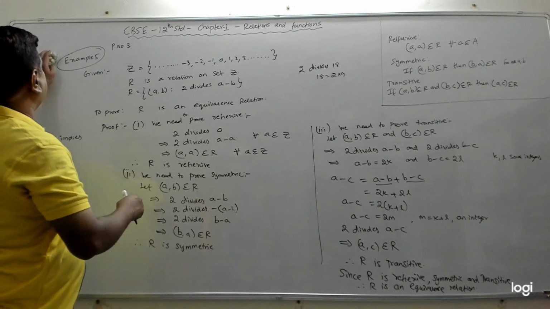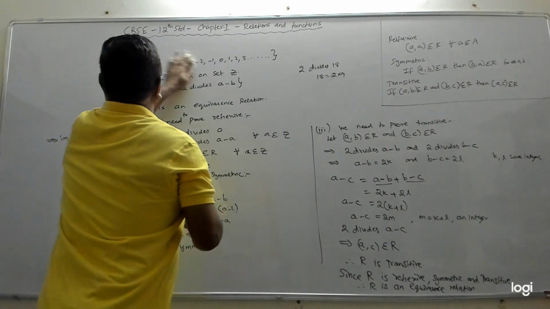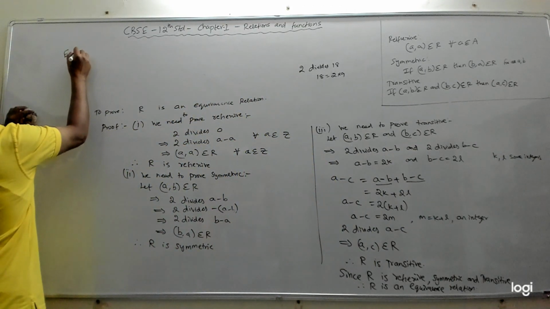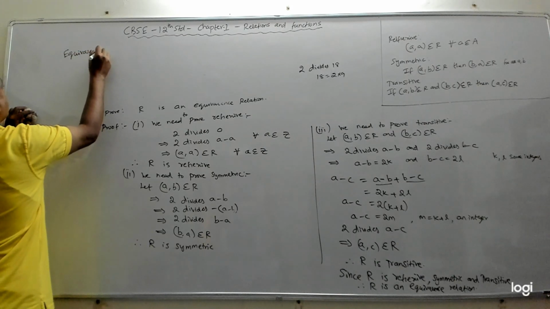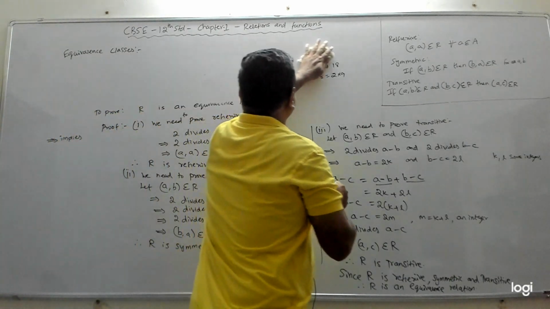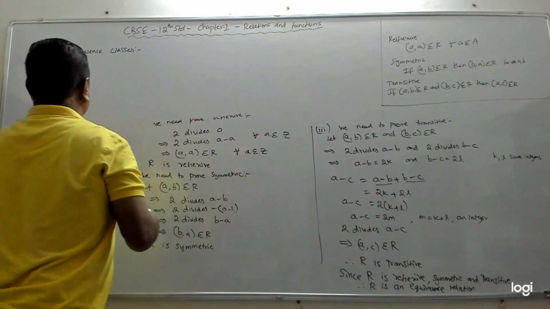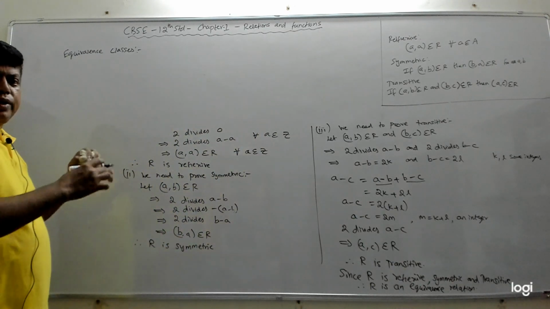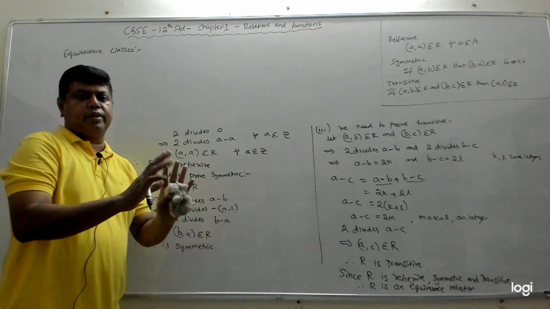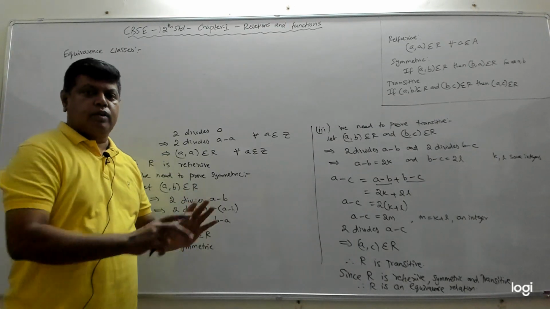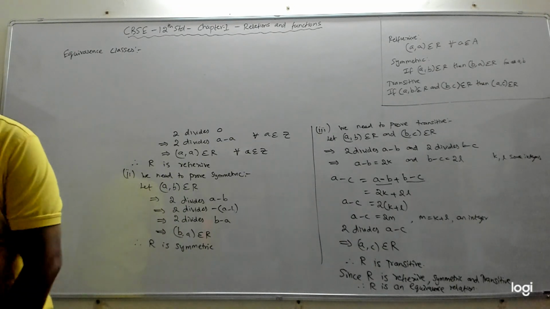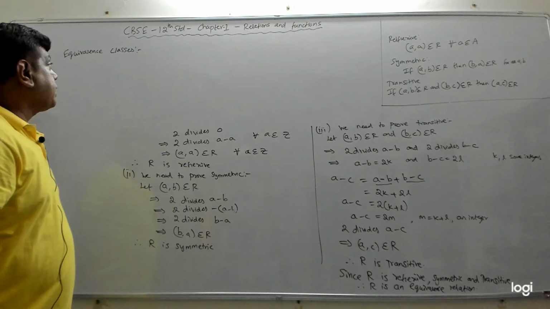So let me erase this. Next, the section is equivalence classes. So what do equivalence classes mean? Equivalence classes is nothing but a set. First of all, what it is? It is a set. Equivalence class means a set, and equivalence classes, plural, means sets.